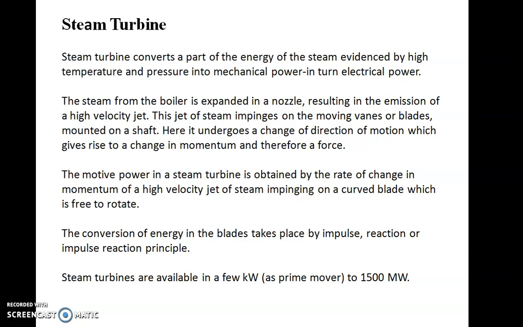If inside the nozzle you are converting total pressure into kinetic energy, then that is called an impulse turbine. But if across the turbine blades you are also decreasing the pressure, that means the pressure energy is converted into partial pressure energy plus partial kinetic energy, then it is called a reaction turbine. So the principle is the same, there is no change. Steam turbines are available from a few kilowatts to 1500 megawatts.